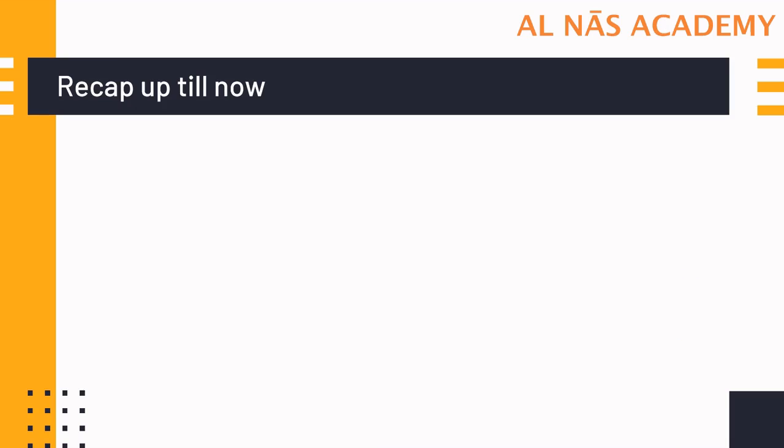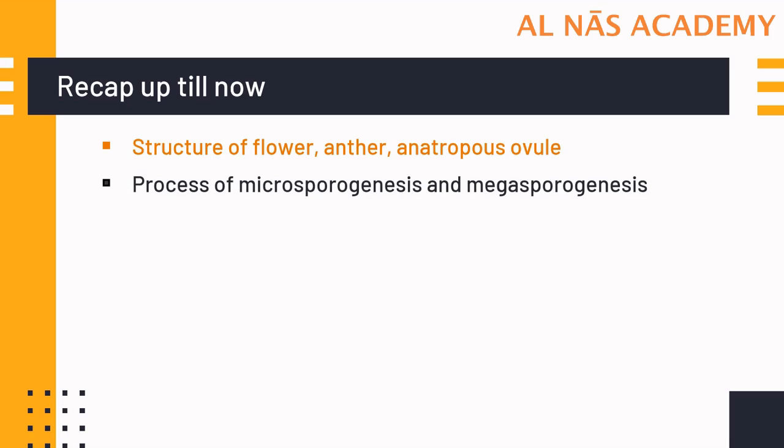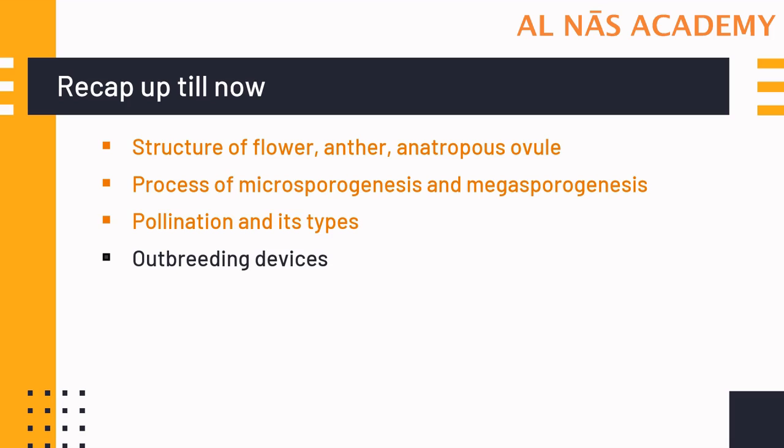Let us do a quick recap as to what we have covered and studied in our previous videos. So we have discussed the structure of flower, structure of anther, structure of anatropous ovule. Then we have also studied the process of microsporogenesis and megasporogenesis. We have learnt about pollination and its types. We have also understood outbreeding devices and how the plants or the flowers develop the devices in order to promote cross pollination. So this is what we have studied up till now.